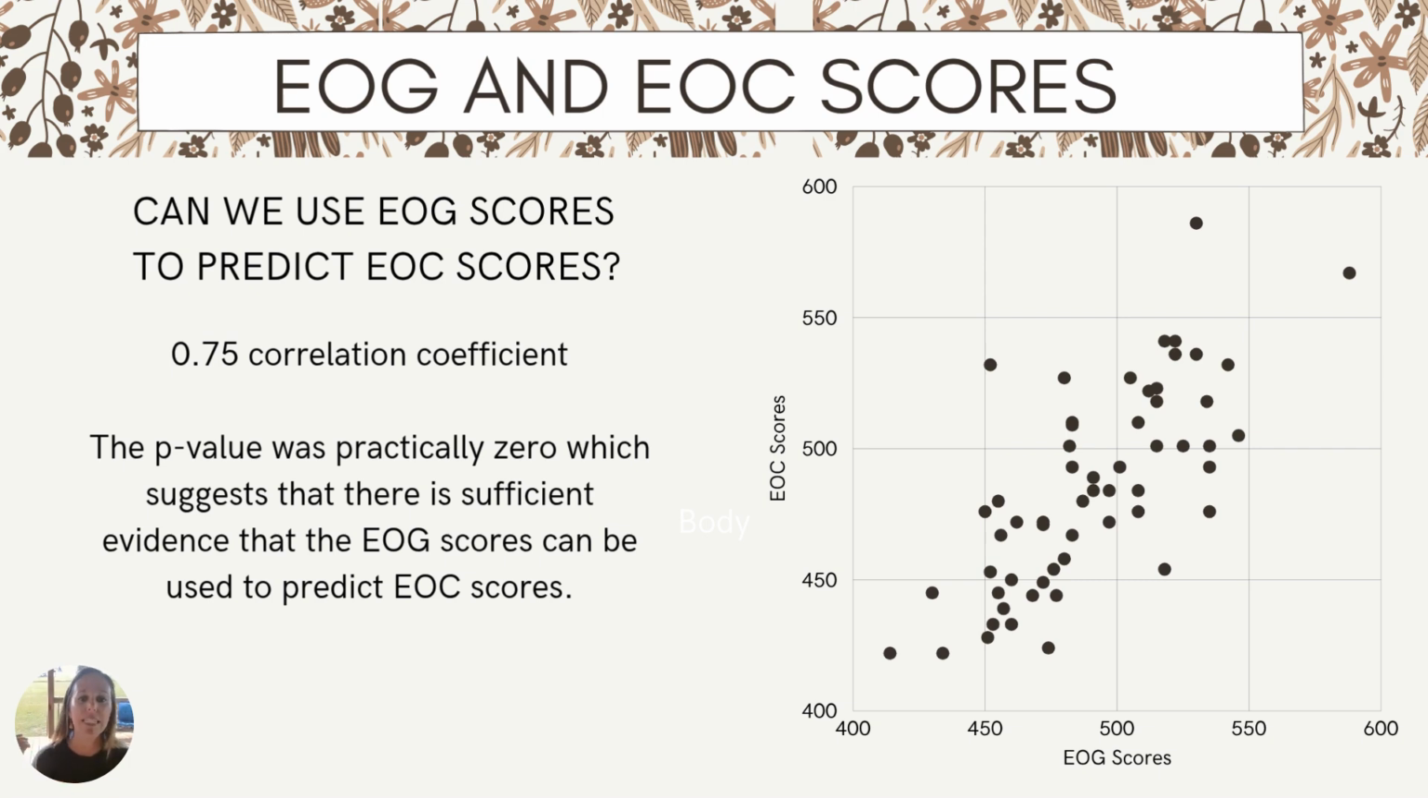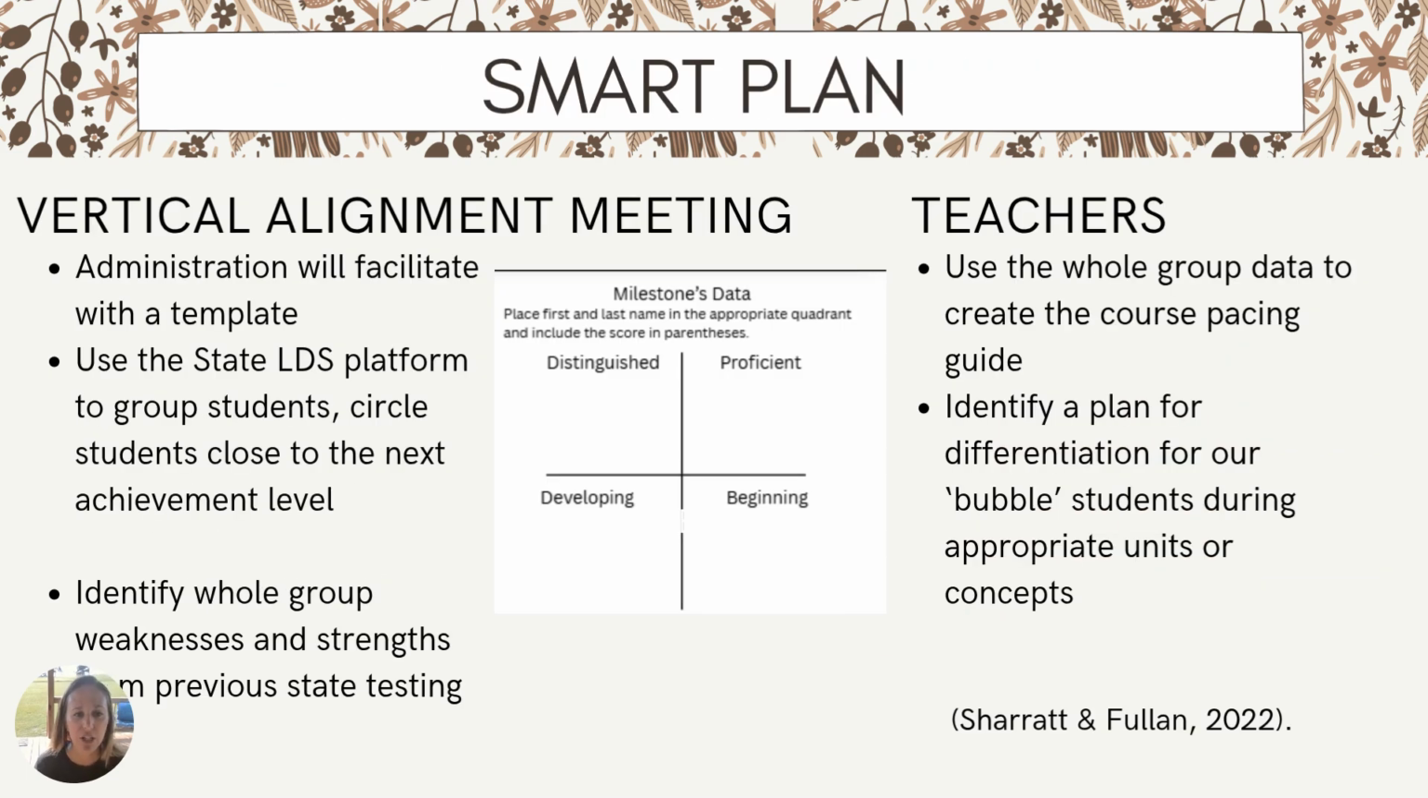So with that being said, that led me to my SMART plan. What can I use to increase student achievement for the coming school year? And so I decided that we would use the previous year's milestones data. We're going to start the year with a vertical alignment meeting where administration will facilitate this meeting with the template that is shown on your screen. Teachers will use the state LDS platform to group students within that template.